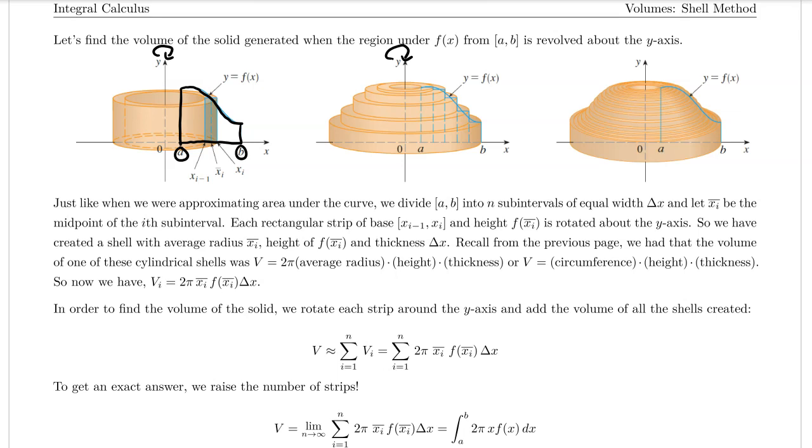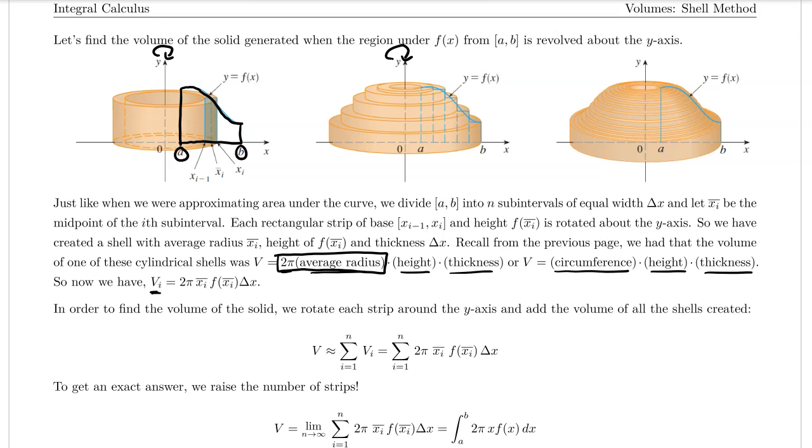Recall from the previous page, the volume of one of these cylindrical shells was V equals 2 pi times the average radius times the height times the thickness. Another way of putting that is the volume is equal to the circumference times the height times the thickness, because remember, when we're thinking about circles, 2 pi times radius is equal to the circumference. So now the volume of the ith shell is 2 pi times x sub i bar times f of x sub i bar times delta x.